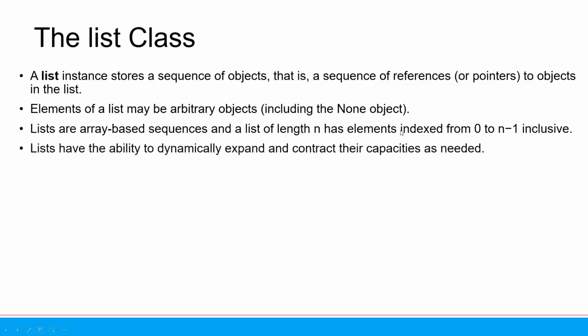Lists have the ability to dynamically expand and contract their capacity as needed. So it means if you have an array of 3 and then you want to extend to 10, it can be extended automatically. For some programming languages like Java, they need to specify the size of the array. But in Python, the array size is arranged automatically.